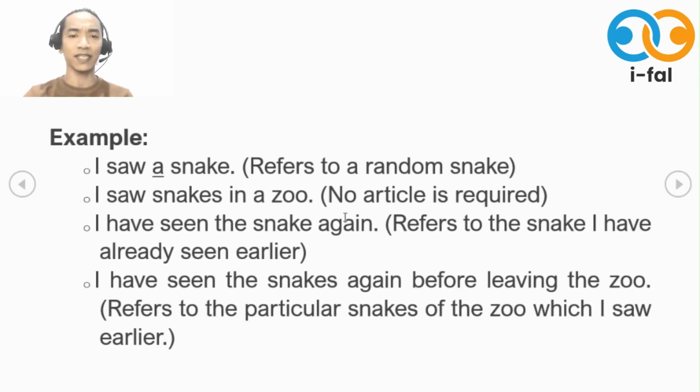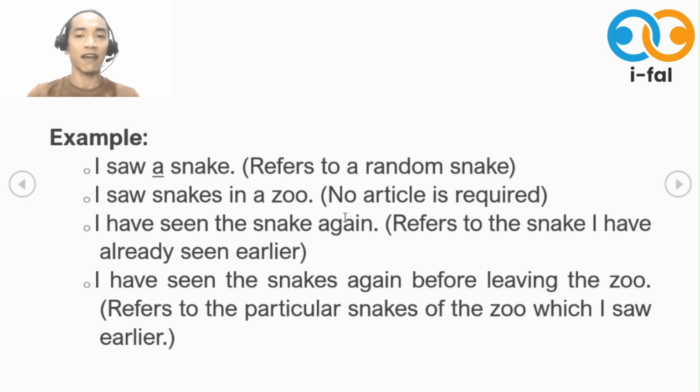So let's see some examples here. First, I saw a snake. So I am referring to any random snake. I saw snakes in a zoo. So it doesn't need an article for the snakes, right? It's not necessary because it's plural.